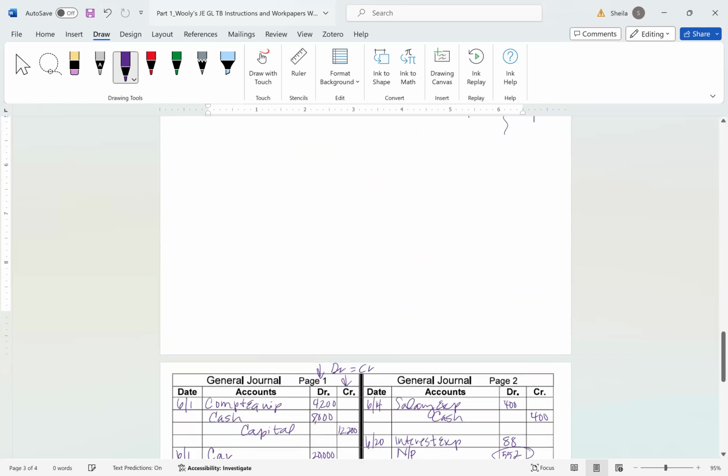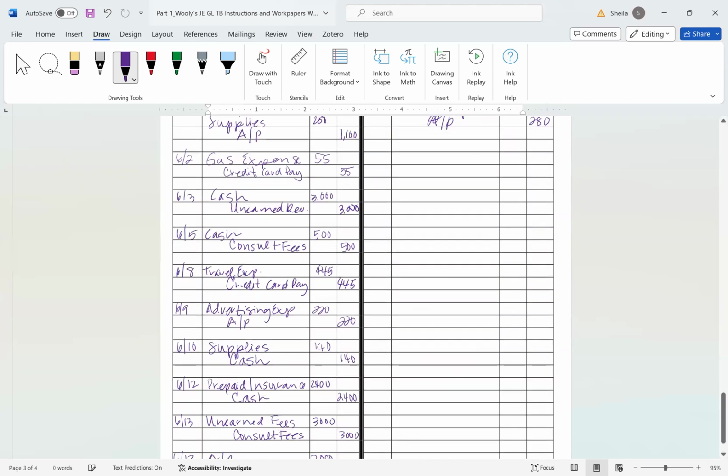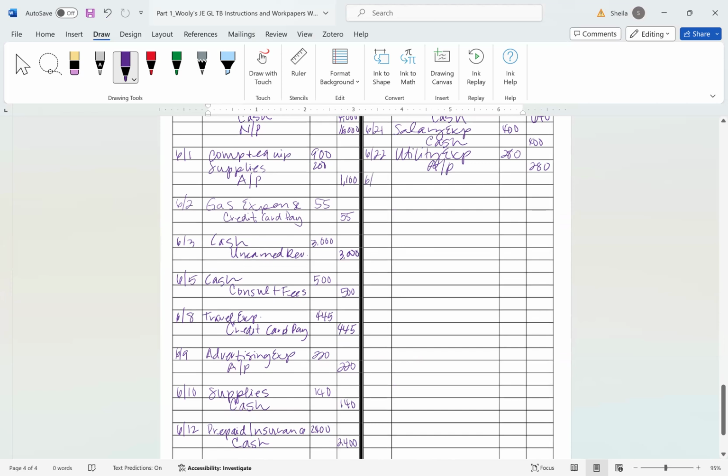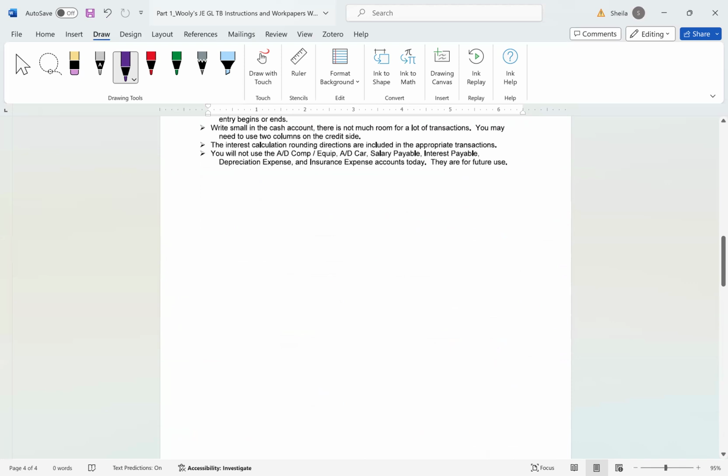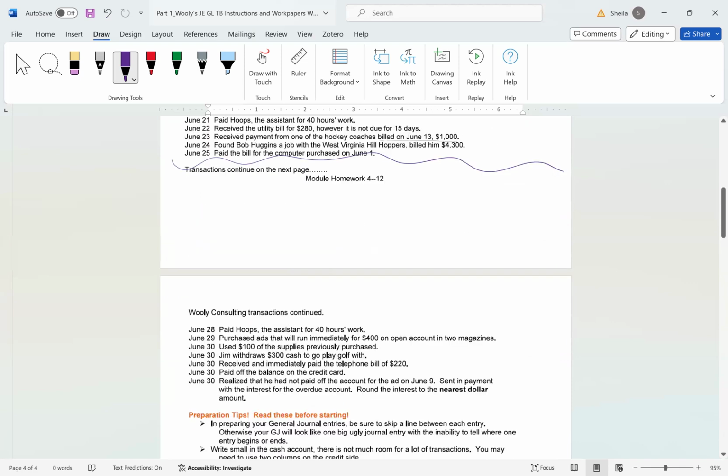So when we record the journal entry on 6/23, we're going to debit cash for the $1,000 payment, and we are going to credit AR to reduce the balance of AR owed to us. All right. So that was on June 23rd.